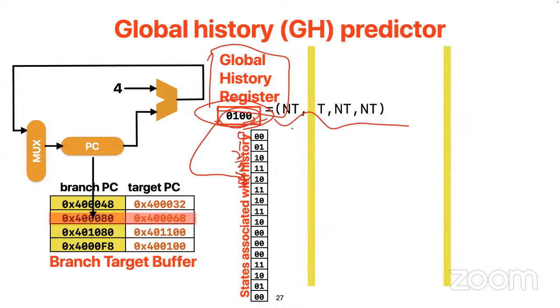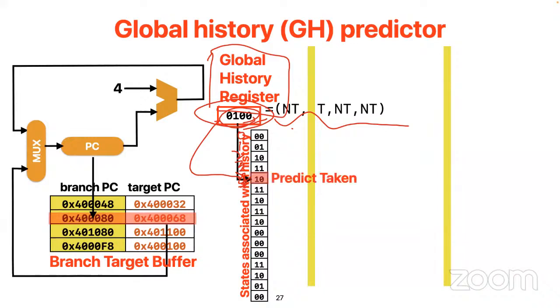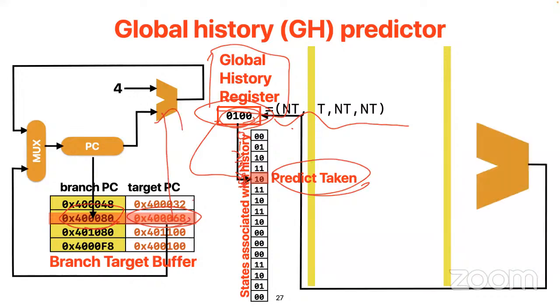And then if it says it's 1, 0, you will predict it to be taken. And if this is the current PC and this is the target, then if it predicts taken, I will modify the PC to be this one, right? So that's the idea of a global predictor.